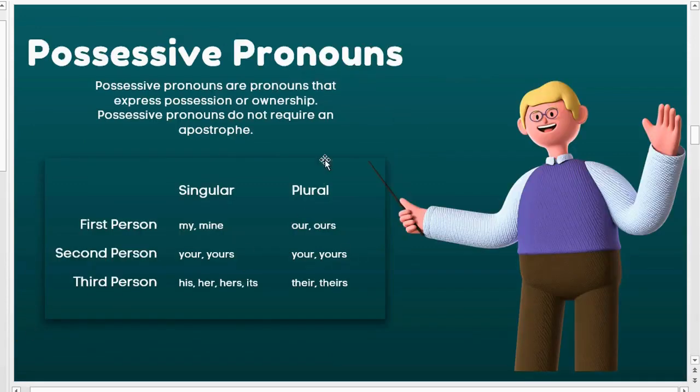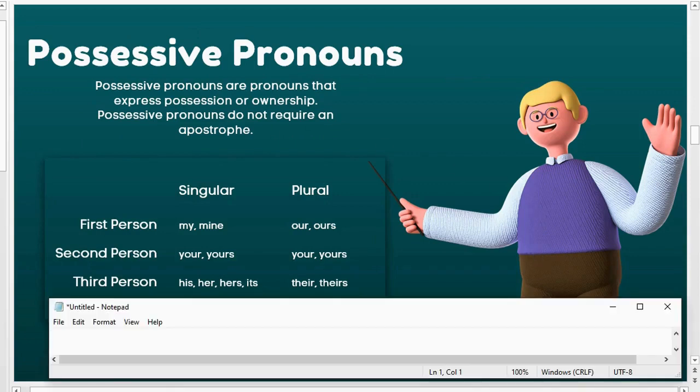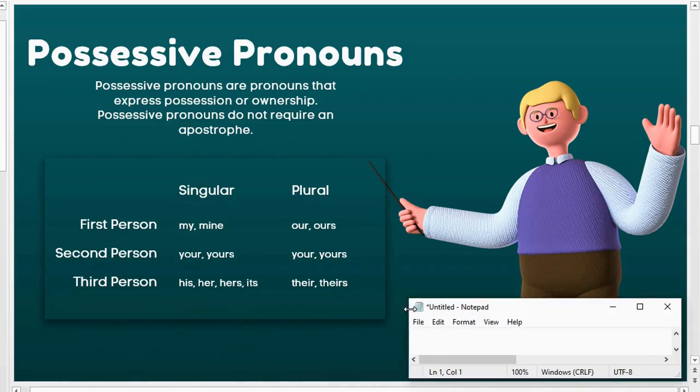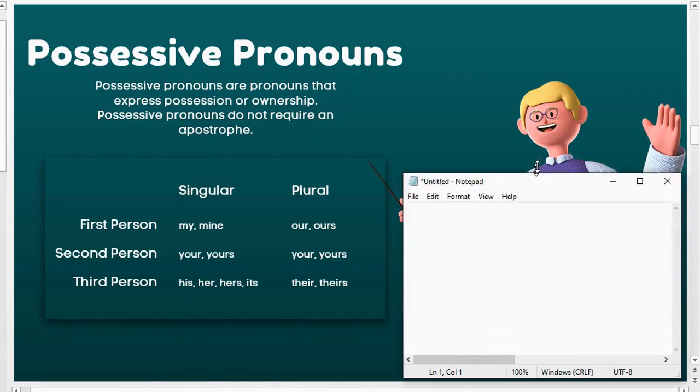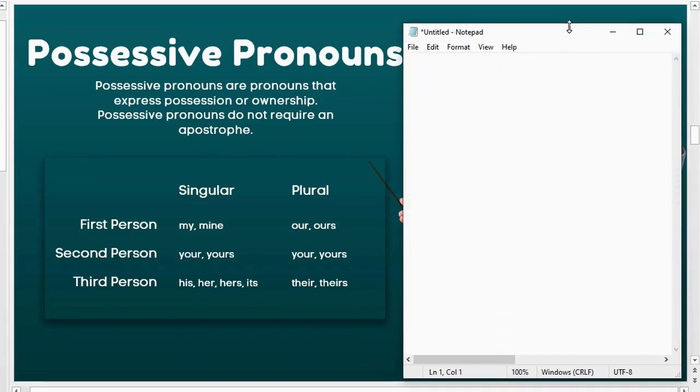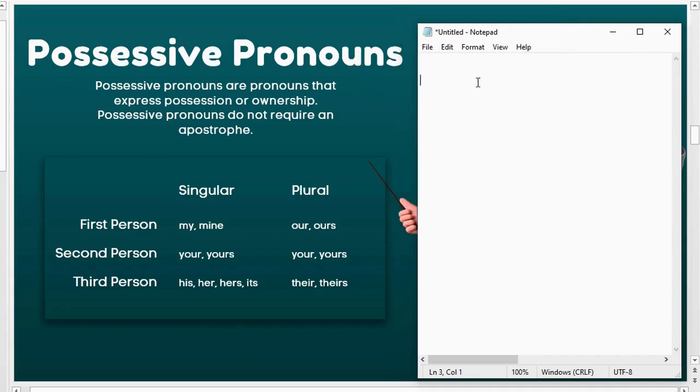Another slide is possessive pronoun. Possession of something. That something is your, other, mine, his, her. We will say possession means you have authority or honor of something. Possessive pronouns are pronouns that express possession or ownership. Possessive pronouns do not require an apostrophe.